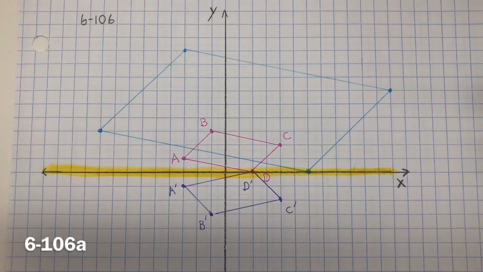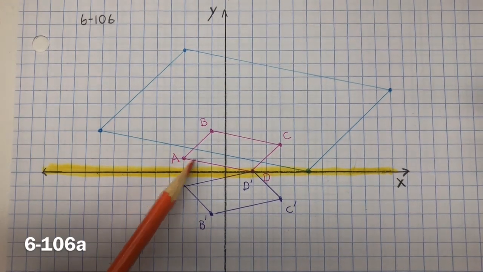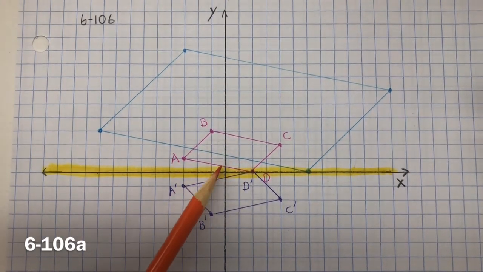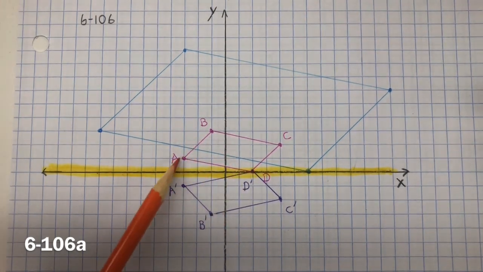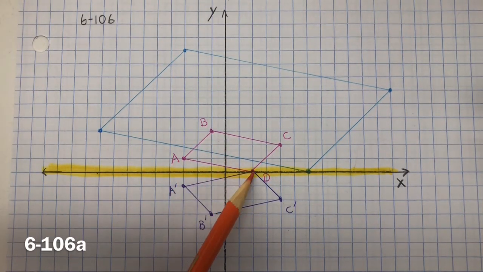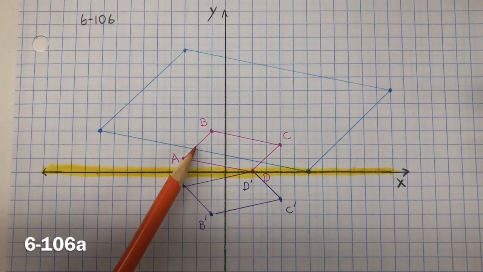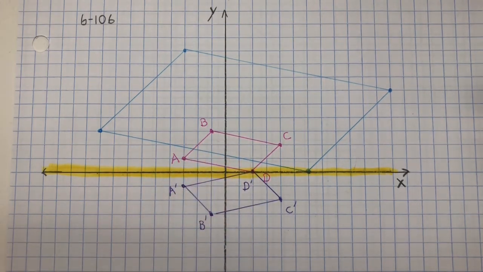In problem 106, you were given a set of coordinates and you needed to plot and connect the points. In part A, it says, what is the shape you created? The shape we created is a parallelogram. Remember, opposite sides of a parallelogram are congruent or equal. They have the same length. So AD and BC have the same length and they're parallel. Line AB and DC have the same length and they are also parallel.